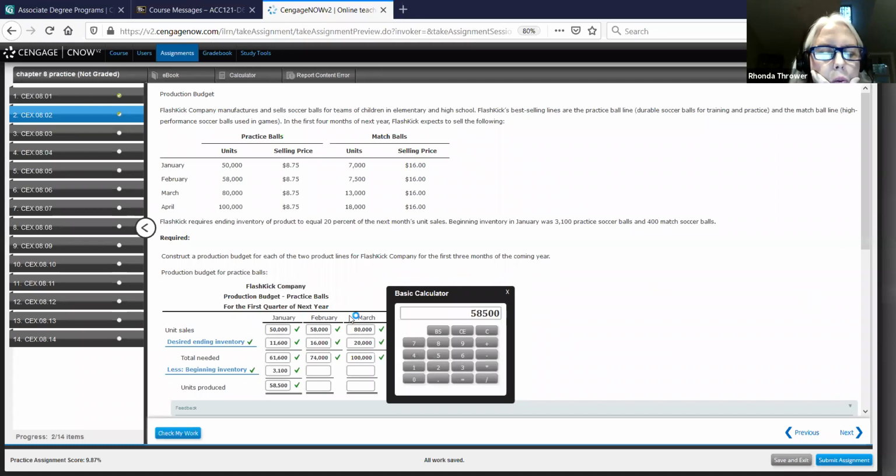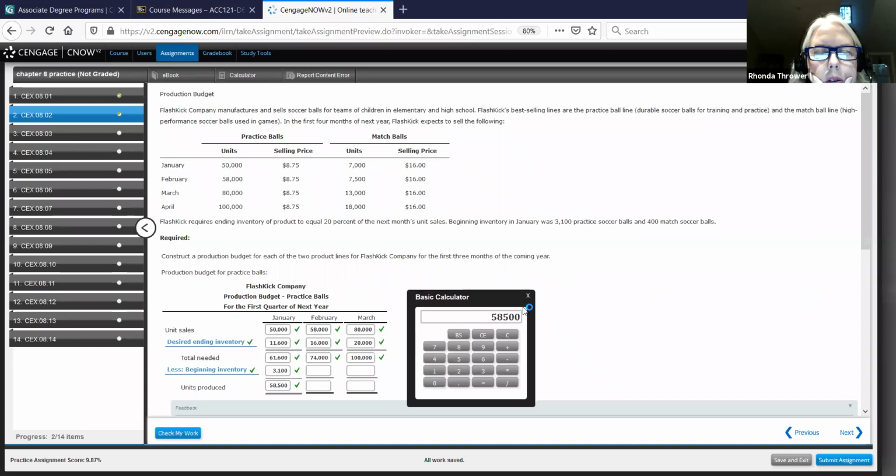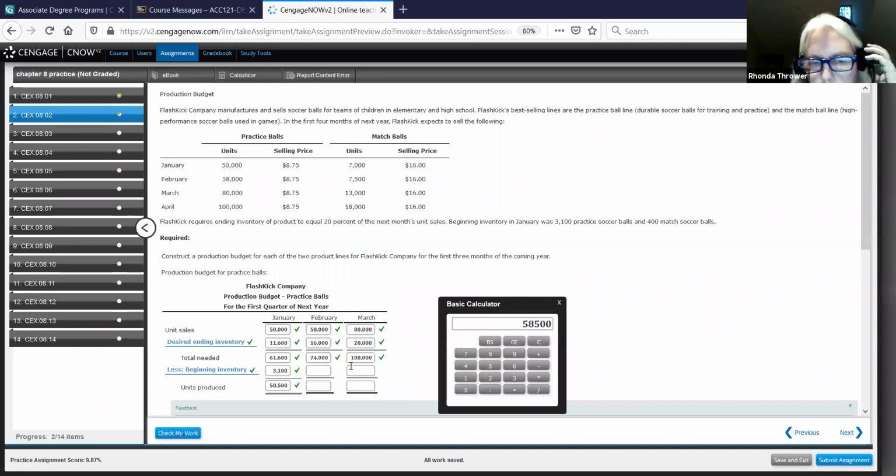Now, in your instructions, the ending inventory for the month of January would become the beginning inventory for the month of February. So that's the trick to this one. We had calculated the desired ending inventory to be this in January. That will become the beginning inventory for February. Does that make sense to you?